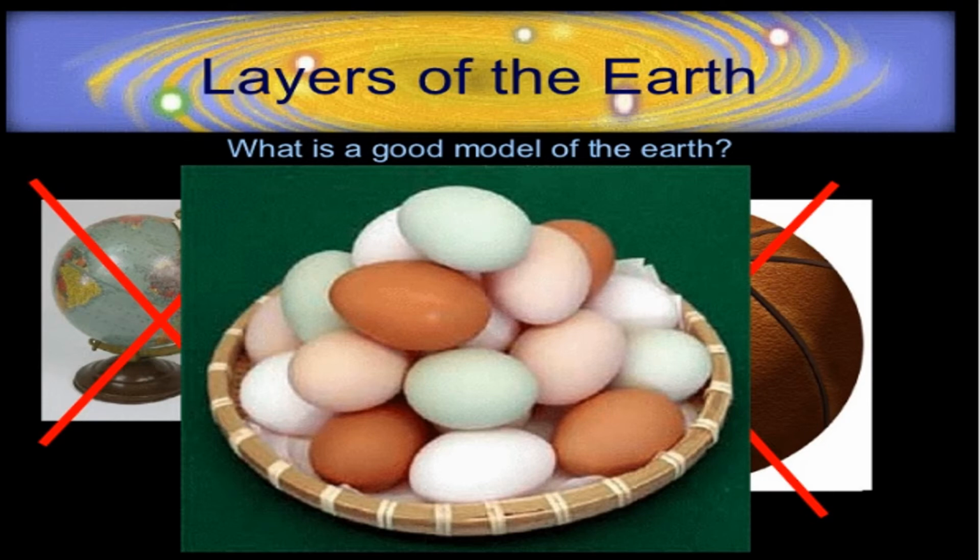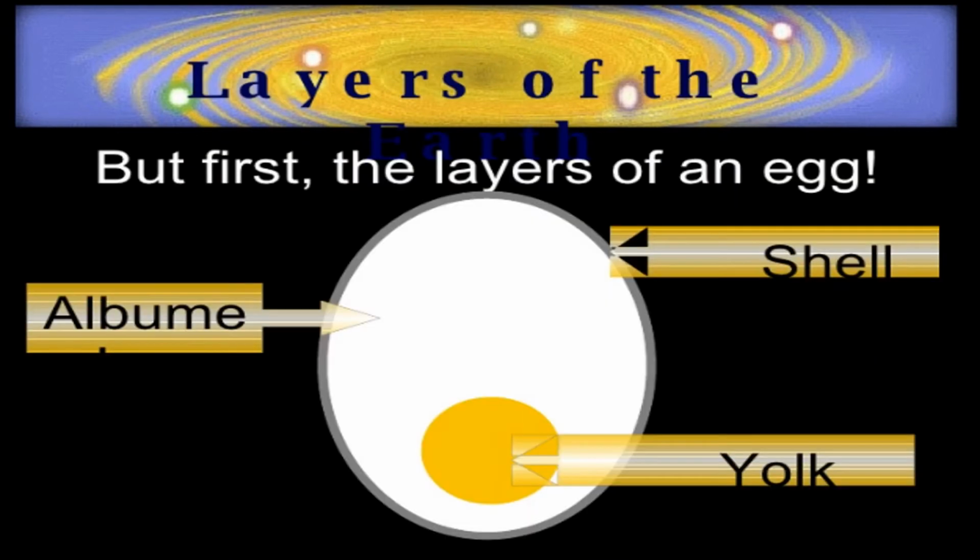It could be either a fruit, a vegetable, or anything. But here I'm going to be telling you about eggs, so you do not write eggs. You can write anything else that seems right to you. So we are going to be comparing the layers of Earth to the layers of an egg.